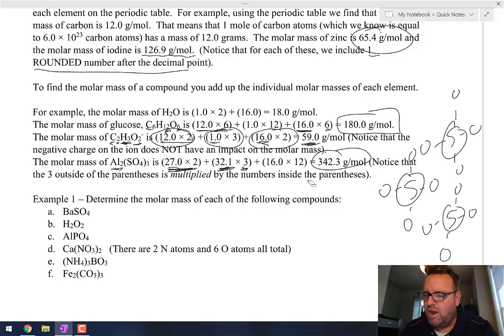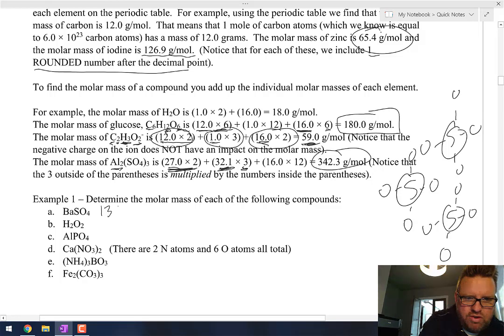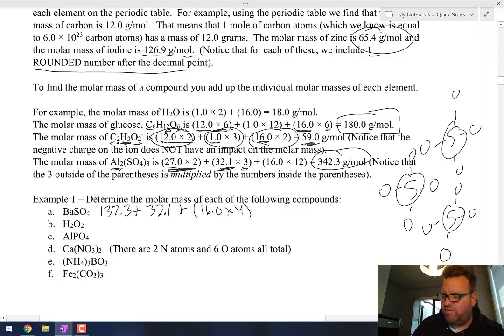So the first one, barium, is 137.3, sulfur is 32.1, and oxygen is 16 times 4. And yes, I need a calculator for this, just like you. 137.3 plus 32.1 plus 16 times 4 is 64 equals 233.4 grams per mole. Okay, make sure you put that on the end of each of those.